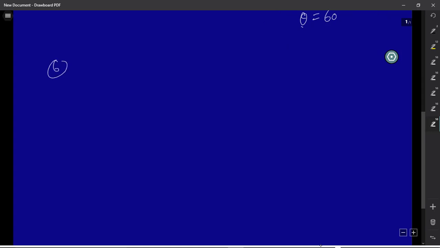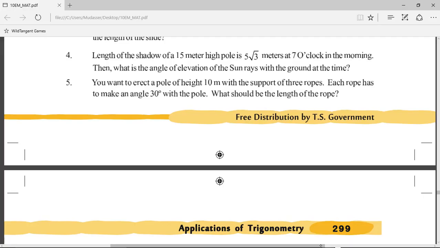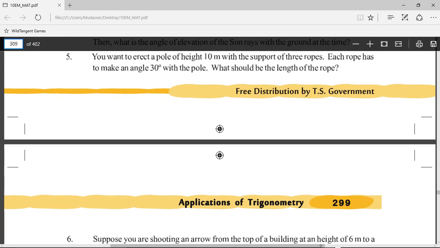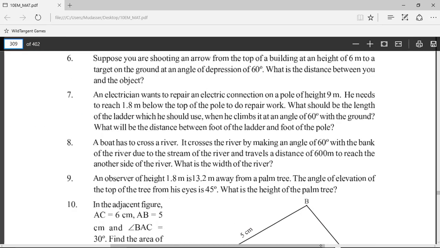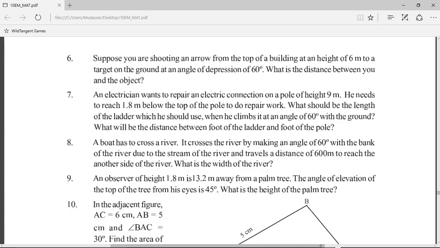I'll skip the fifth one. I believe you should be able to do it on your own. I'll do the sixth one now. Sixth one, it says, suppose you are shooting an arrow from the top of a building of a height of 6 meters to a target on the ground at an angle of depression 60 degrees. What is the distance between you and the object?